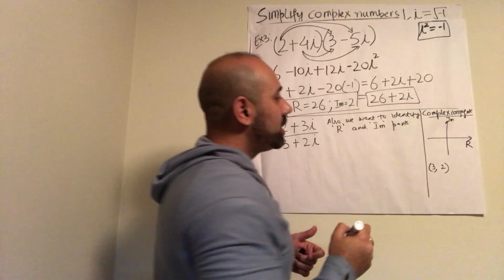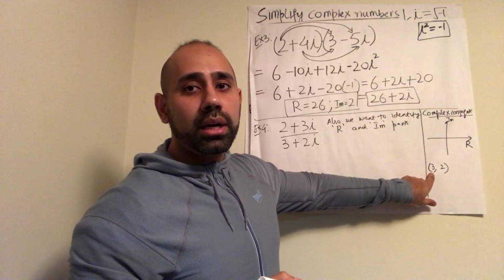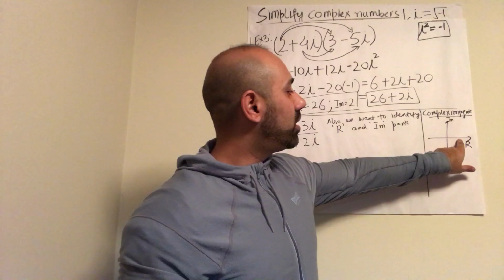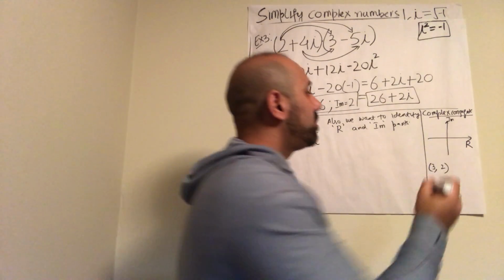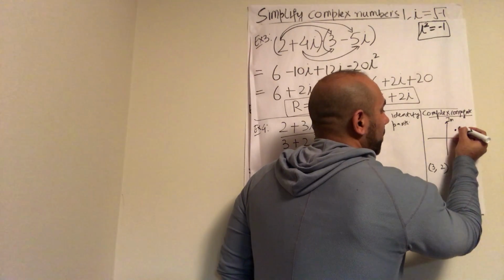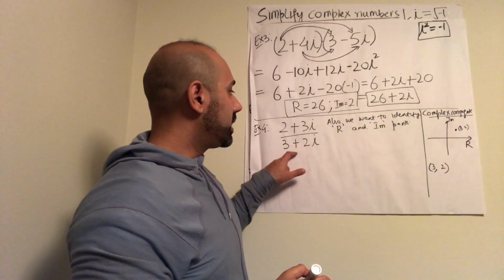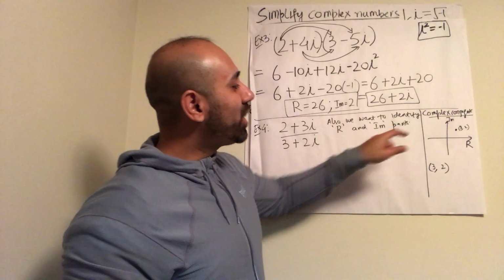So we have the real and imaginary axes. This is my real part, and this is my imaginary part. If I have to plot it, it's 3 units to the right and 2 units up. So approximately, this is the plot for this complex number right here. Now, how do we define a complex conjugate?